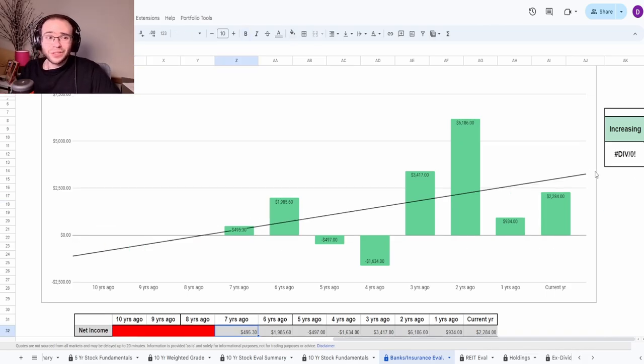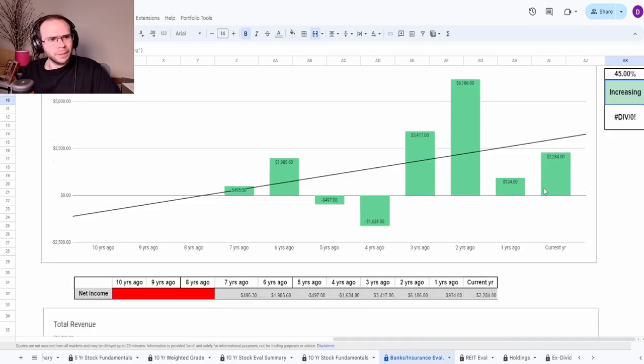You guys can see that it's actually pretty choppy. For the past 4 years ago, negative net income. Only as of 3, 2, 1, and today, we've been in the positive for a significant amount of time here. So I'm going to have to give this, guys, like a, oh boy, ooh, a 45% if I had to just put a number to it.